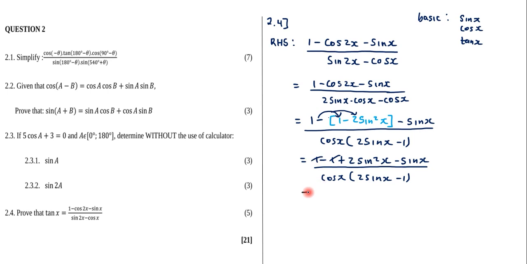So this will cancel out, and I'm going to be left with 2 sine squared x minus sine x over cos x into 2 sine x minus 1.